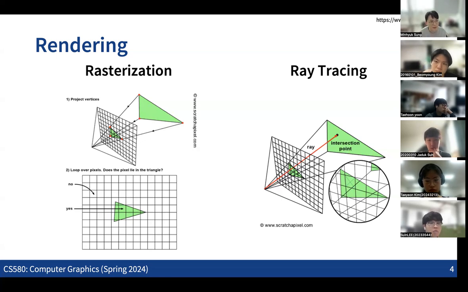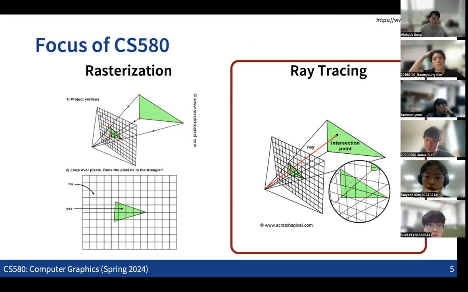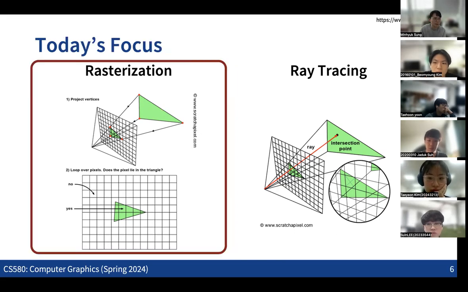So these two are the major rendering frameworks that we can see in many graphics applications. The focus of CS380 was discussing the rasterization pipeline, and then in CS580, we're going to discuss more about ray tracing based frameworks. What we discuss in detail in the rest of the lectures this semester will be about ray tracing based techniques. But for today, we are going to briefly review the basic ideas about rasterization.